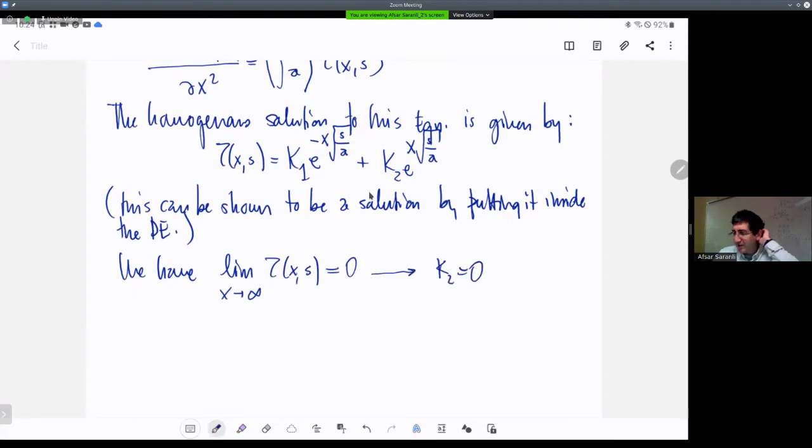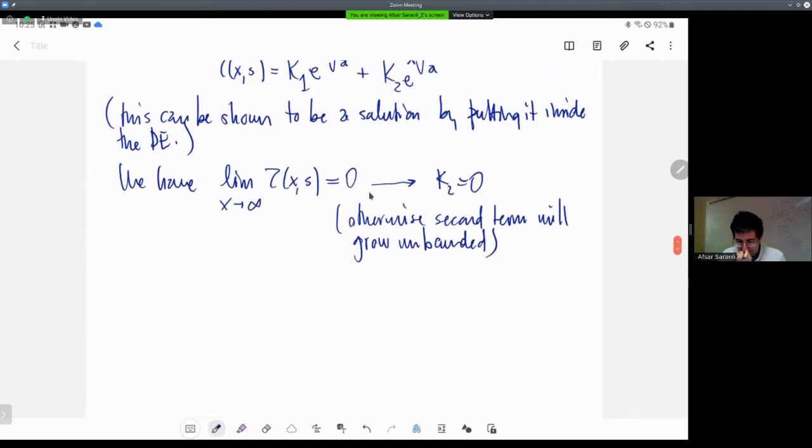Why? Because if x goes to infinity and k2 is not 0, that would mean the second term will basically diverge. It's going to go to infinity, so we will have no means of making tau xs equal to 0. Okay, so necessarily k2 is equal to 0. Otherwise, the second term will grow unbounded.